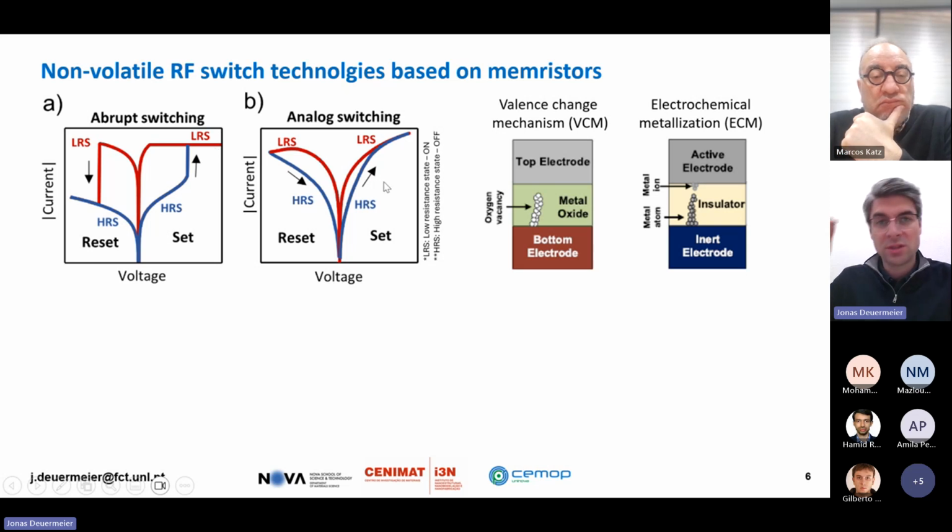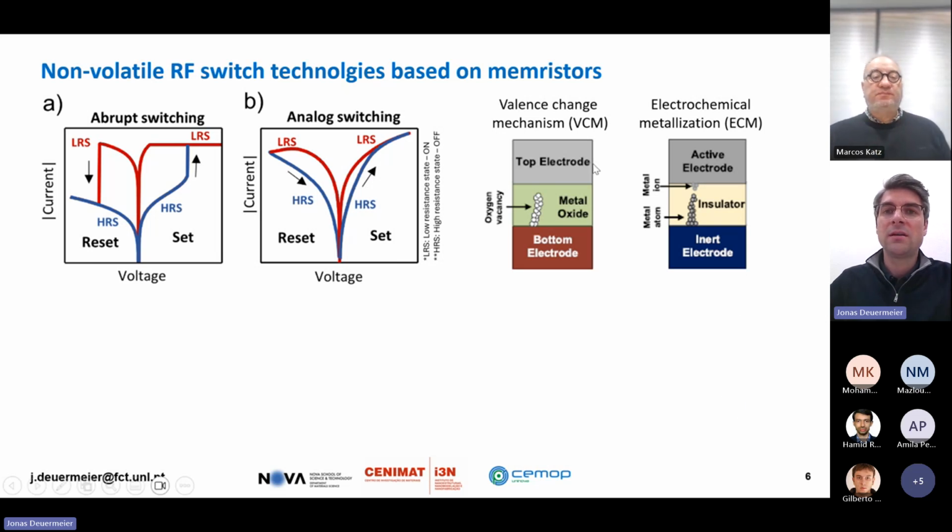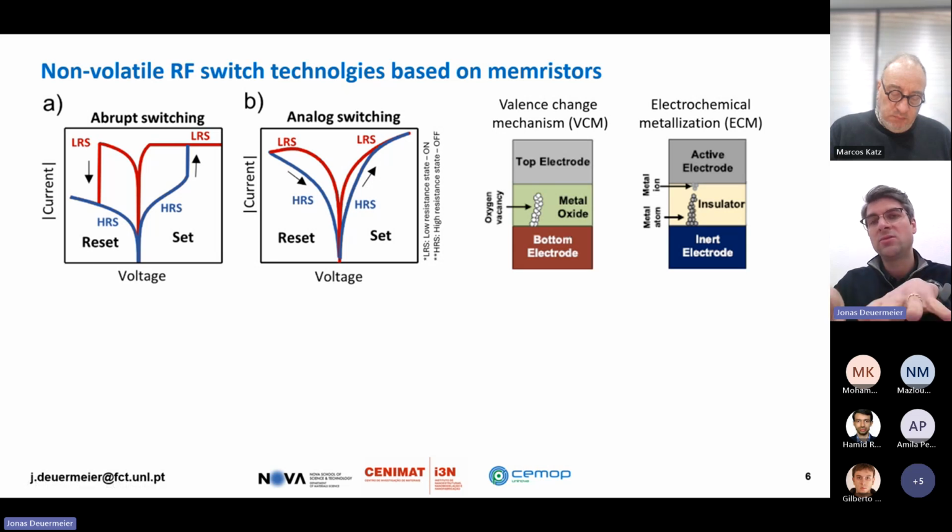Then there are also analog switches, which have a much more gradual transition and can actually also attain multiple states. Multiple states are interesting for multi-bit operation, but it is usually difficult to obtain multiple states and a high window, so a high difference between the off and the on state, which is actually the stronger requirement for the RF switch application. Then these memristors typically are separated into two categories.